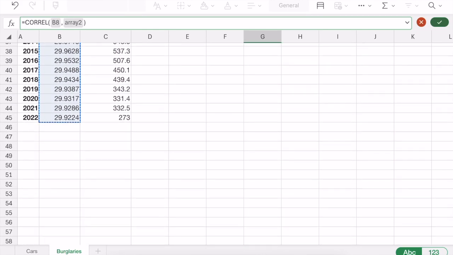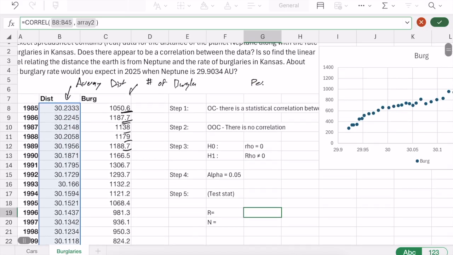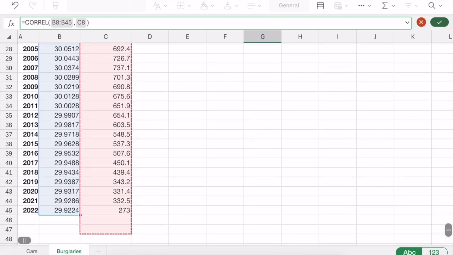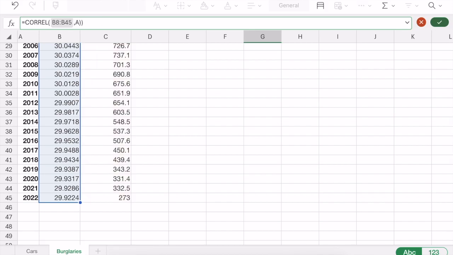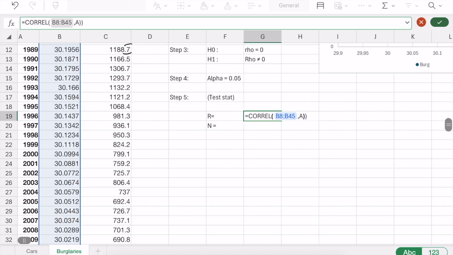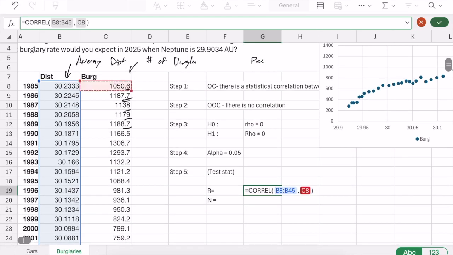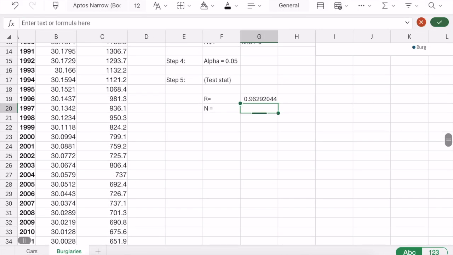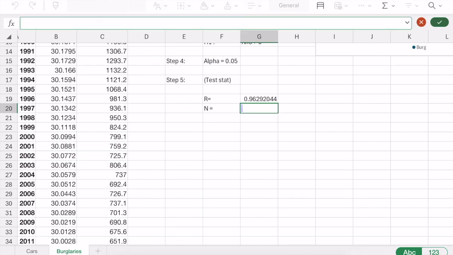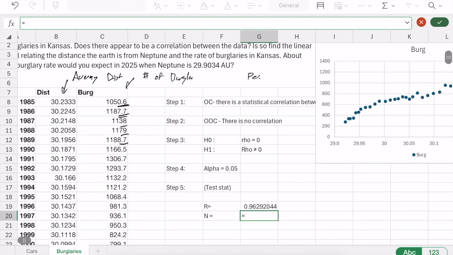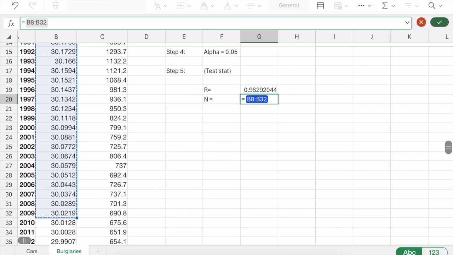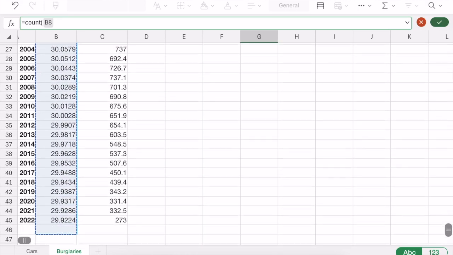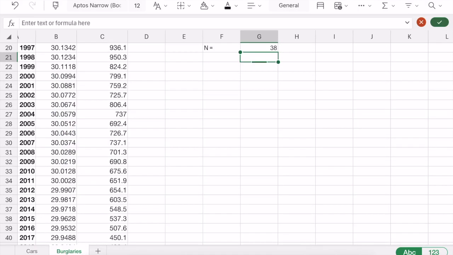There's my first array. Here is my second array. There it is, 0.96. Can you believe it? Boy, that is strong. Right, n equals, oops, I need to count. Count down here, enter. 38, okay.